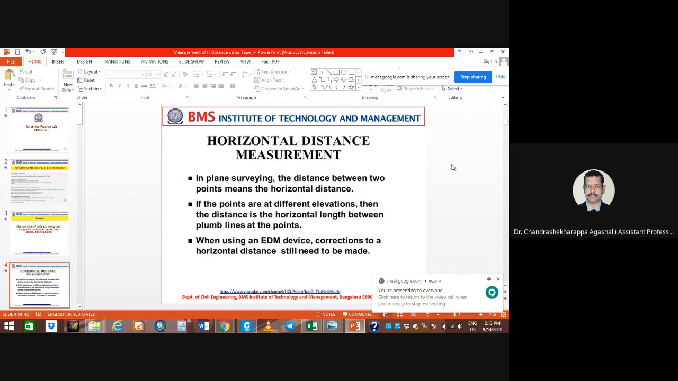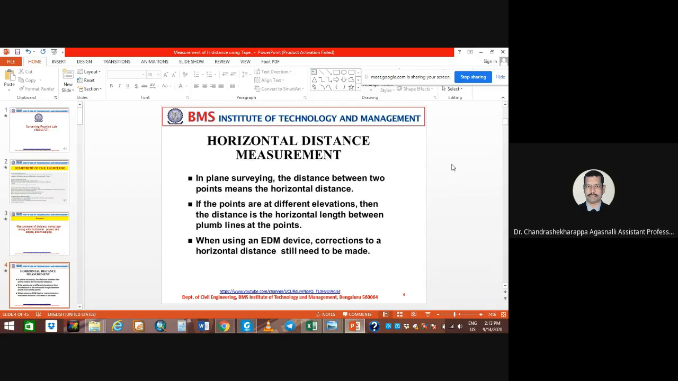Okay, that is one. Only theodolite and total stations can give the direct readings between the 2 points, what is the distance. So that is one. And if the points are at different elevations, here is the other thing: horizontal distance. If the points are at different elevations, then the distance is the horizontal length between the plumb lines at the points.